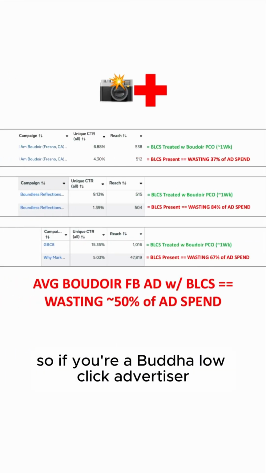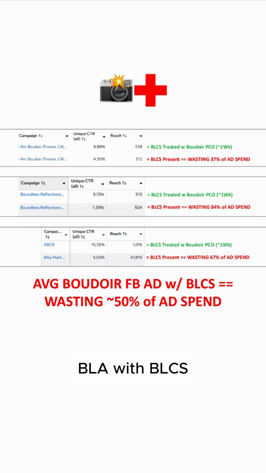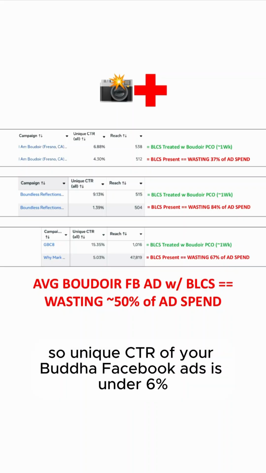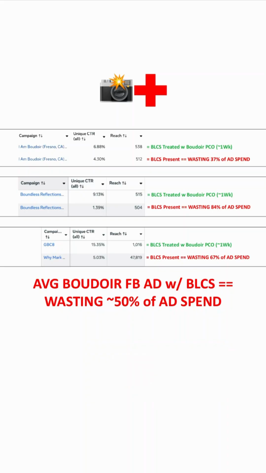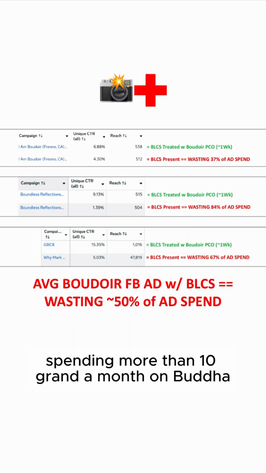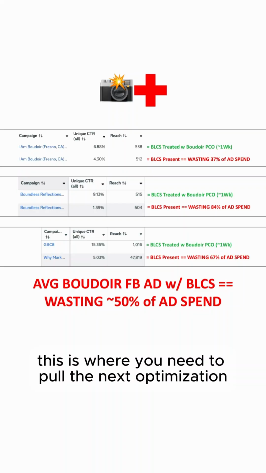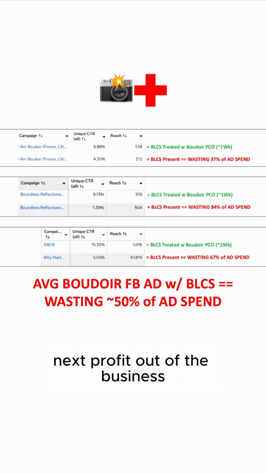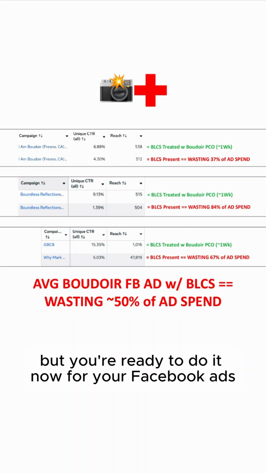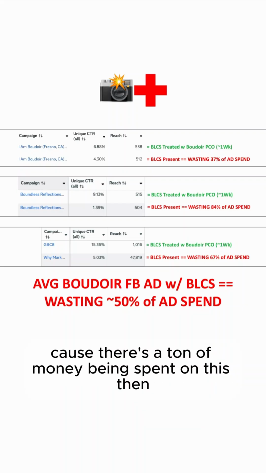So if you're a Boudoir Low Click Advertiser, BLCA, with BLCS, so the unique CTRL of your Boudoir Facebook ads is under 6%, and you're spending more than 10 grand a month on Boudoir Facebook ads, and you've decided this is where you need to pull the next optimization, the next profit out of the business, because you've done other spots of your business, but you're ready to do it now for your Boudoir Facebook ads because there's a ton of money being spent on this.